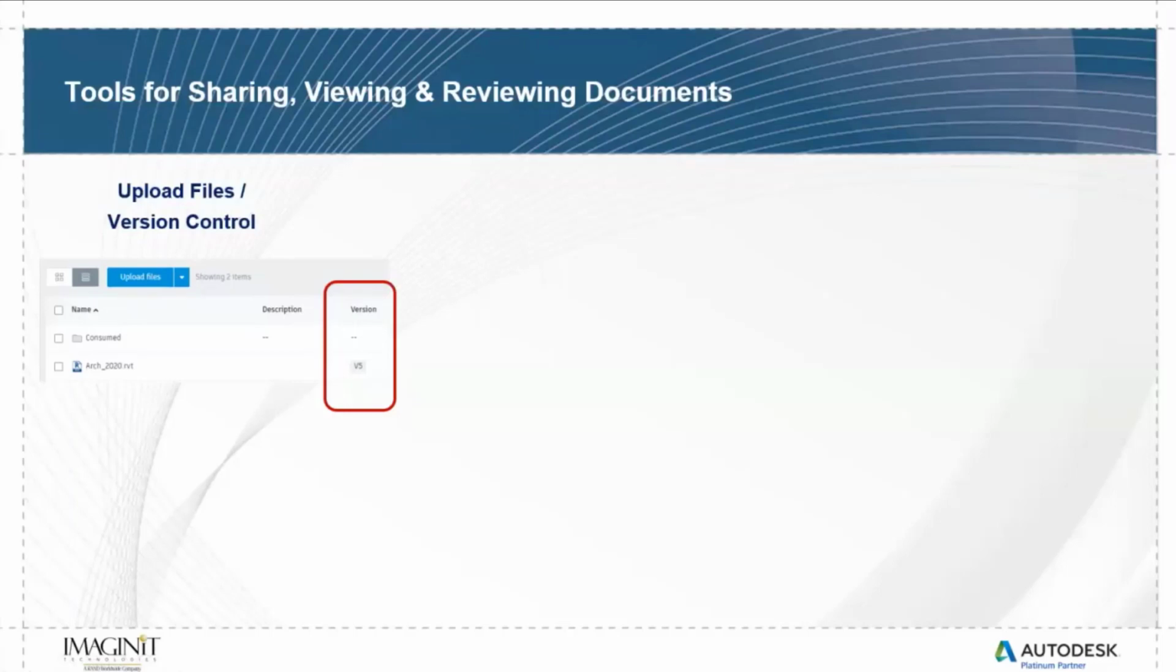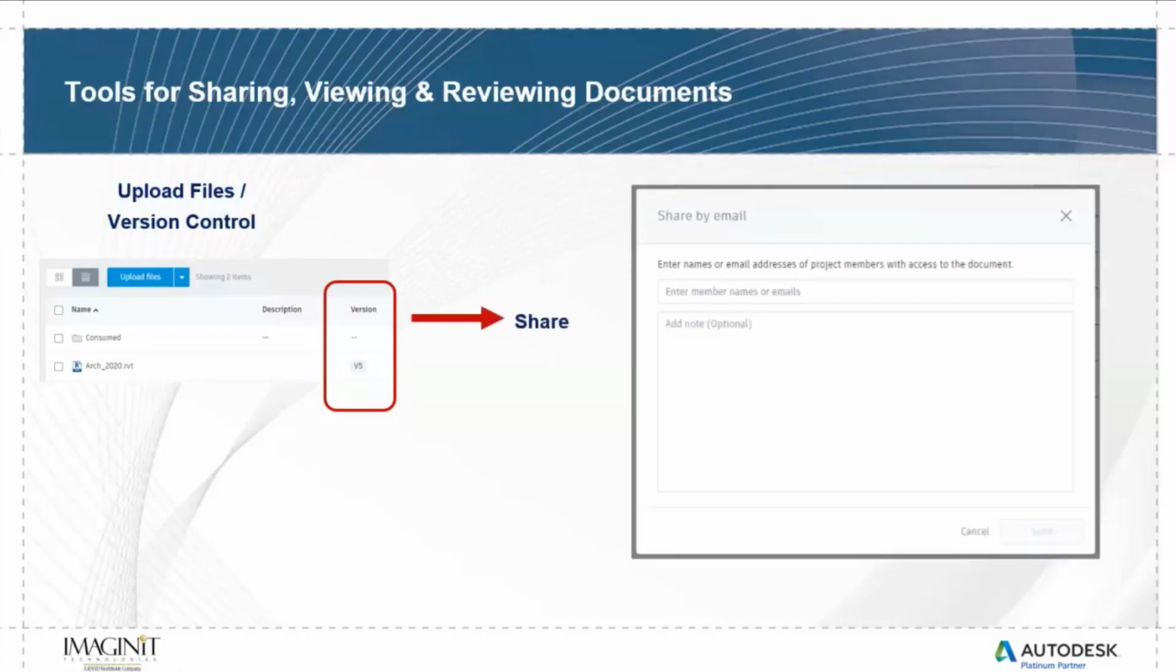for the files in our project. Okay, so once we have these files uploaded, we can now share these files with other team members. We can view them. Okay, so we can share by emailing it. So those receiving that email will have a link to that file on BIM 360, and they can sign in and they can automatically view that file. Okay, so if they are a member of the project.